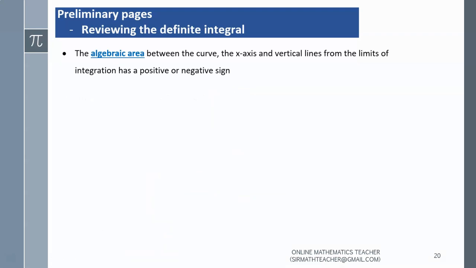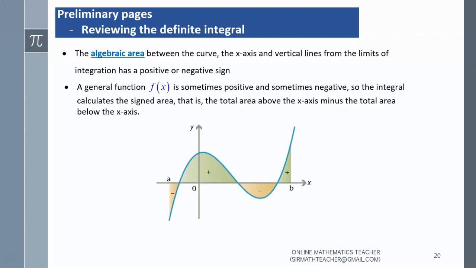The algebraic area between the curve, the x-axis, and vertical lines from limits of integration has a positive or negative sign. The general function f(x) is sometimes positive and sometimes negative. So the integral calculates the signed area, that is the total area above the x-axis here in the positive symbols, minus the total area below the x-axis, which is their negative symbols. So we add up our positives, subtract areas below the x-axis, and that's the definite integral.